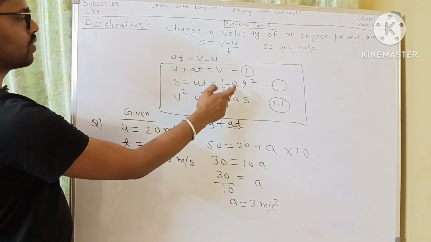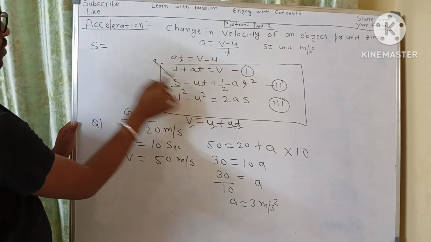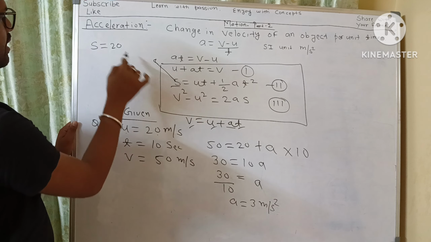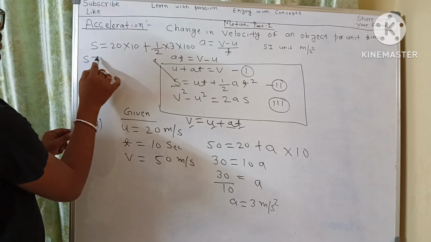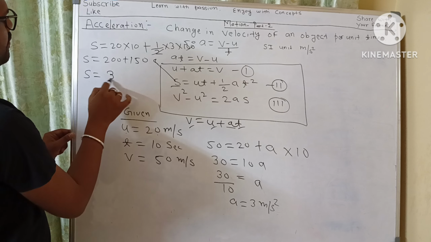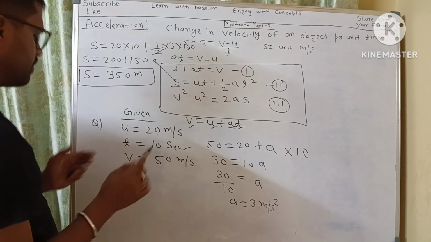How do we find the distance? Let's use this equation of motion. Then s equals u, which is 20, times t, which is 10 seconds, plus half, a we got as 3, and t is 10 square, meaning 100. Now s equals 200 plus 150. So we can say that the bus has traveled a distance of 350 meters in 10 seconds. So it's very easy, right?